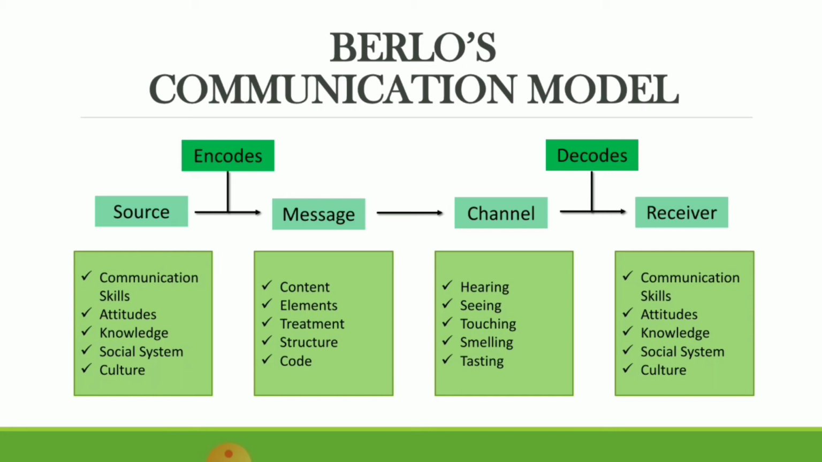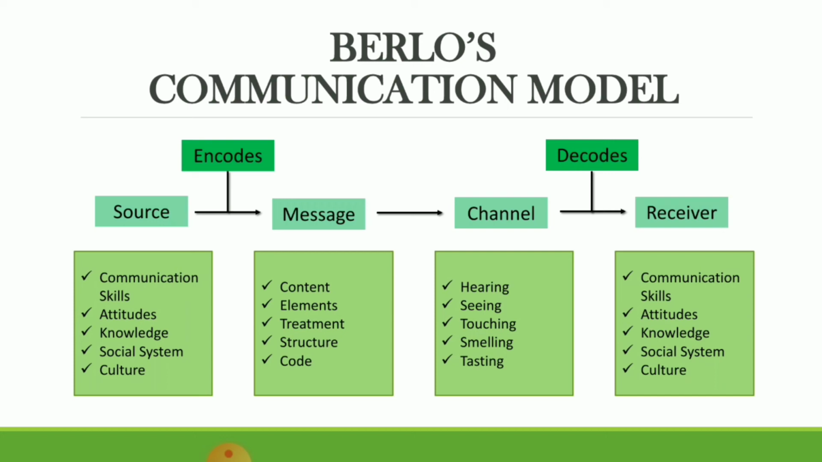David Berlo's model, conceptualized in 1960, is probably the most well-known among the communication models. Initially, Berlo's model was called SMCR, which stands for Sender of the Message sent through a channel or medium to a receiver. The major variables involved in the communication process are source, message, channel, and receiver.